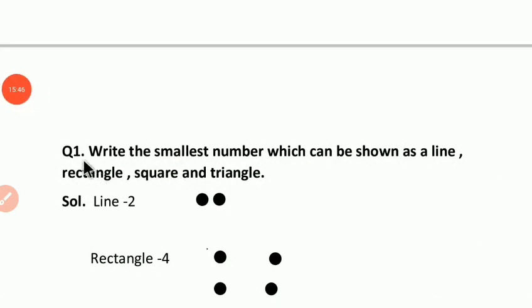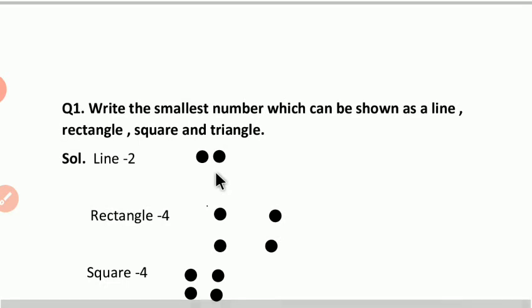Now, question number 1 is: write the smallest number which can be shown as a line, rectangle, square and triangle. So we have to write the smallest number through which we can make a line, rectangle, square and triangle. For a line, we know that using 1 dot we cannot make a line. So the smallest number will be 2. So 1, 2. If we join this, we'll get a line.